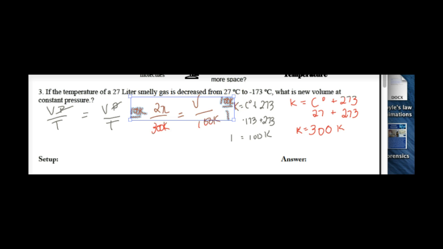What I need to ask you to do is do the setup. I need you to combine things that are alike. So I need you to combine right now for the setup over here. I need you to put the 100 Kelvin over the 300 Kelvin and multiply it by the 27 liters. And you could put that over 1 because now you'll understand it's over 1. And this equals the volume, because this is what the Regents asks for at times.